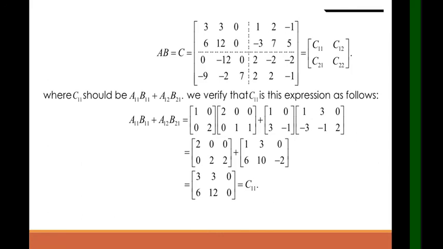For AB is equal to C, that is C11, C12, C21, and C22. So this is 3, 3, 6, and 12. Where C11 should be A11 times B11, is that correct? Plus A12 and B21. Okay. So, yung makukuha dapat is 3.